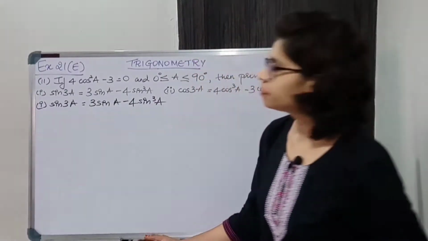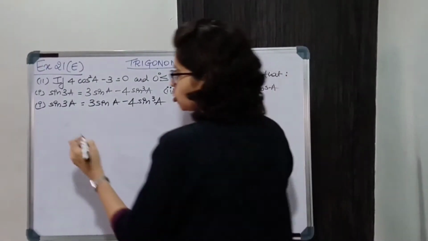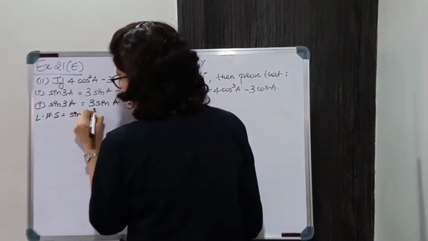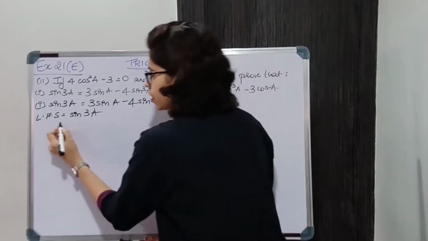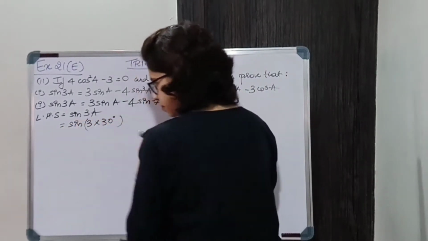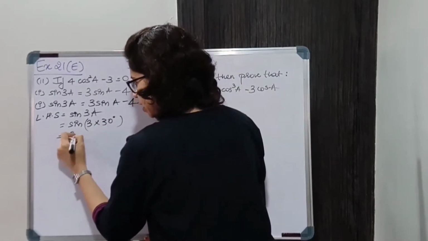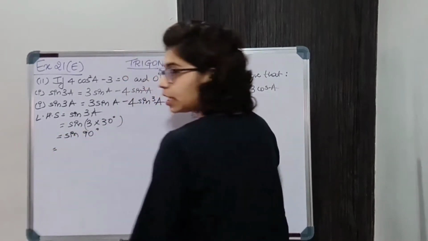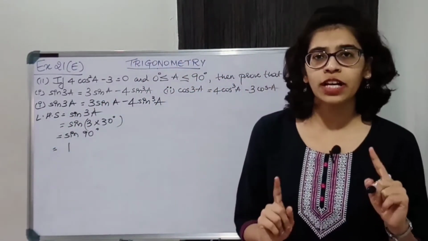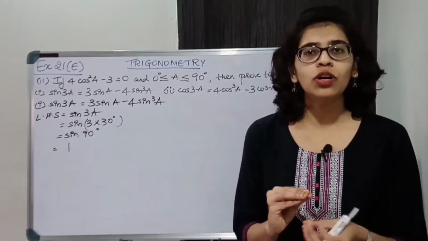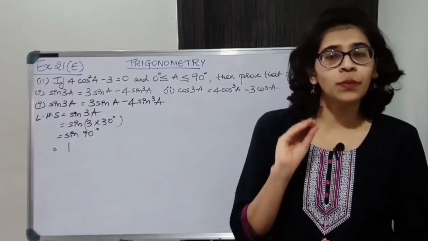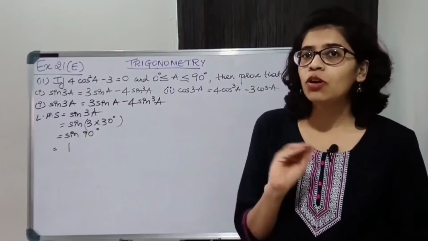Now we will solve first part and second part. Okay, we have to prove this. Now LHS is sin 3a, that is sin 3 into 30, which is equal to sin 90. If you check the table, sin 90 is equal to 1. You're supposed to know the standard values table. Okay, if you want to know how to remember the values, you have to check my earlier video where I have taught you a very easy method to remember all the values.